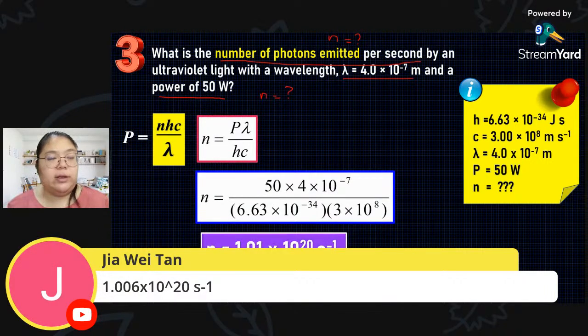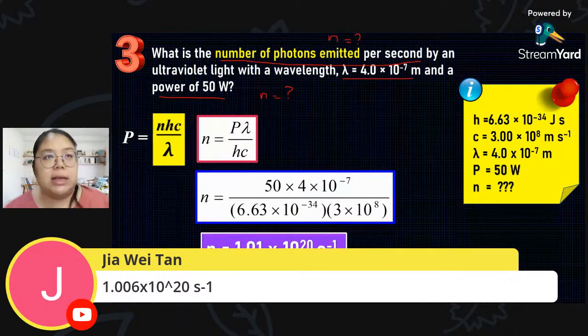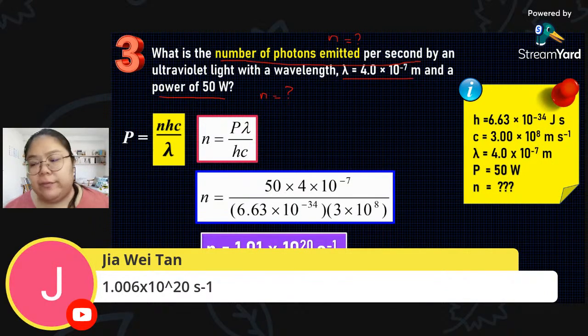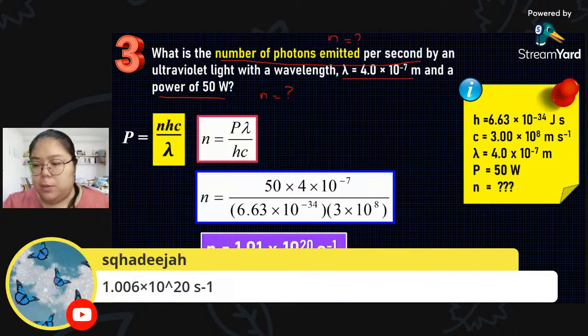If four significant figures, the answer from Jiawei should be 1.006. If you put 2 decimal places, it's okay, the question won't catch you. But the problem is if the answer in the question is 0.00 something, then you are wrong. So if you are more familiar writing the answer in 4 significant figures, every time just write 4 significant figures. 1.006, power of 20, then the unit, remember, is per second.